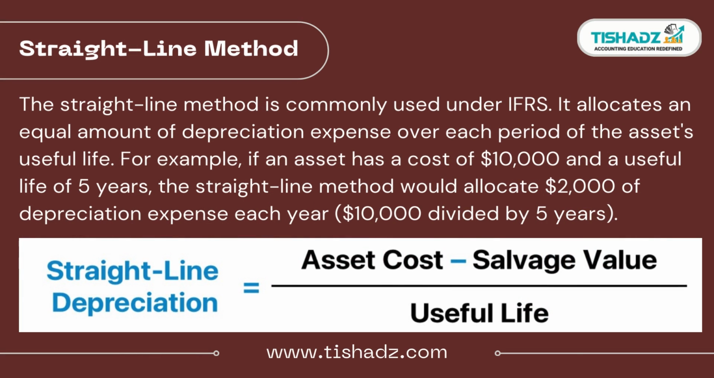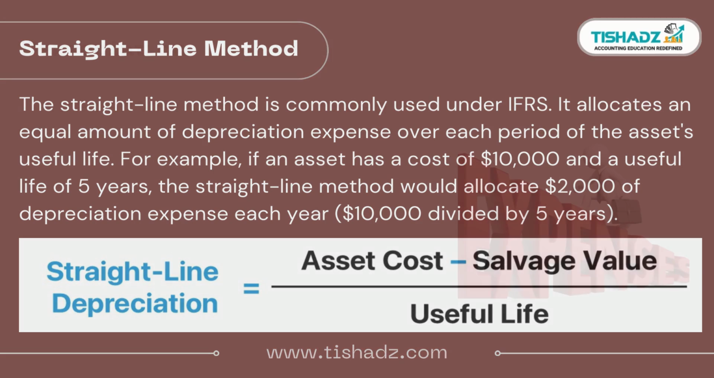Straight line method. The straight line method is commonly used under IFRS. It allocates an equal amount of depreciation expense over each period of the asset's useful life. For example, if an asset has a cost of $10,000 and a useful life of 5 years, the straight line method would allocate $2,000 of depreciation expense each year, $10,000 divided by 5 years.